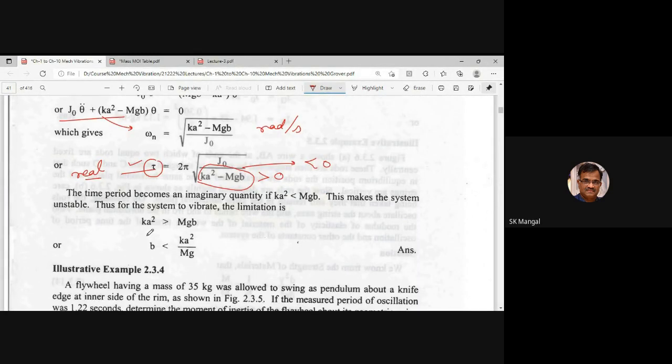So in that case you can say here, for a vibrating system your K a square must be more than mgb, or I can say b must be less than K a square upon mg. If this is the condition, then only the system will vibrate and will have some time period. Otherwise, it will be an imaginary system. This is all about this lecture class. Anybody can ask any doubt if they have.